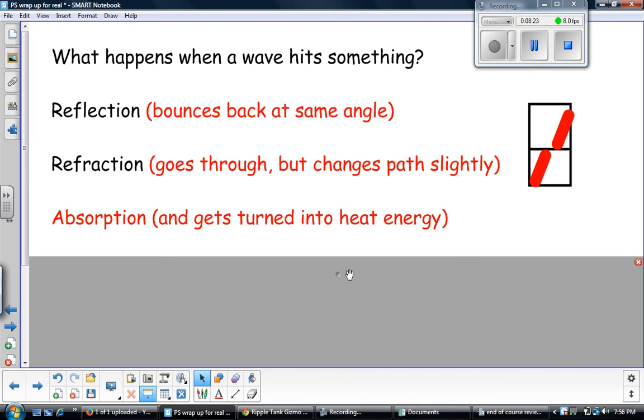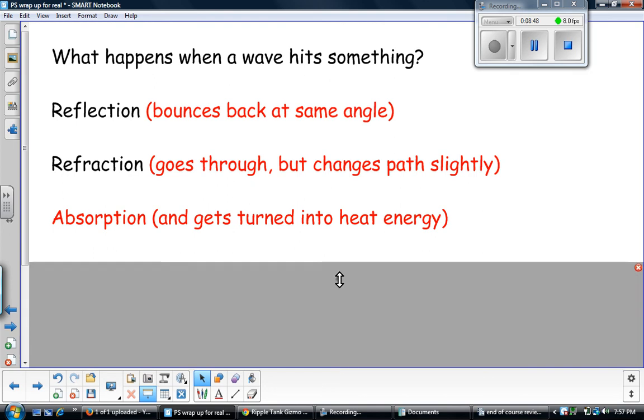Alright, and the third thing that can happen is absorption. You might have the word transmission here in your printed notes. If you do, please delete it. It should be the word absorption. Sometimes waves get absorbed. When they do, they get turned into heat energy. And normally when people talk about this, they usually talk about it when they're talking about light waves, but it also could happen to sound waves. So three things, and I suggest that you memorize these three things. Sometimes multiple of these happen at the same time. So sometimes a wave is partly reflected and partly absorbed, as an example.